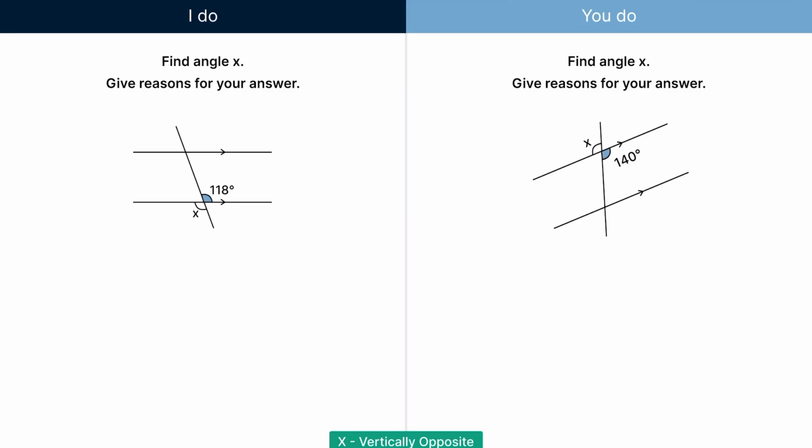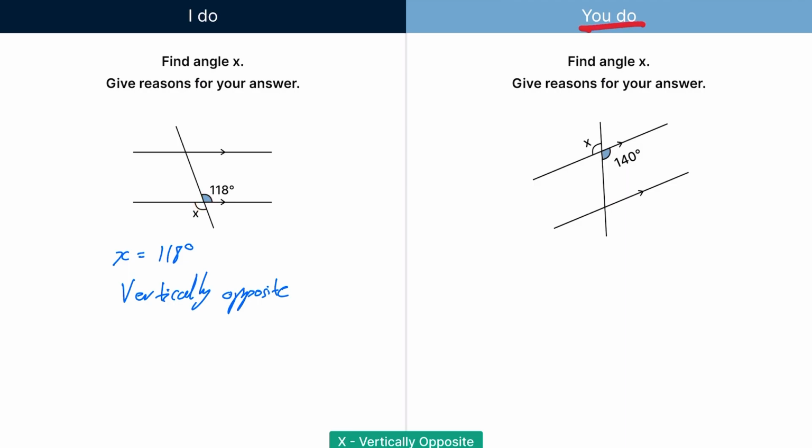So if I now head back to my slides, if you look at this example again, here it says find angle X and give reasons for your answer. So we're going to say X is 180. Now this is important. You have to give a reason, and the reason is just vertically opposite. That's all. So these 2 angles, because they're vertically opposite to each other, they're the same.